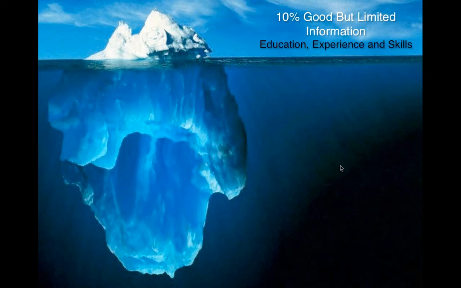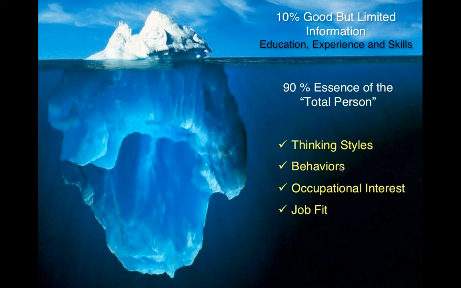Now, we're not saying that this 10% of information that you derive based on education, experience, and skills is not good information, but simply it is not enough. It is limited as it is. The real essence of a person, which you need to probe or find out, includes their thinking styles, behaviors, occupational interests, and the job fit, job match approach and predictive superior performance in a particular job. Those are information that we cannot have within our reach. So that's a very limiting factor for most of the managers and the clients that we have had.